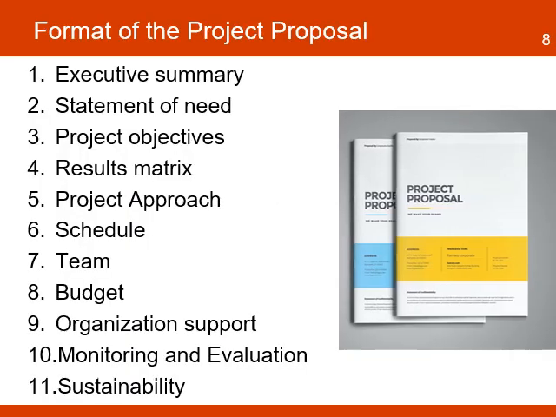The content of a project proposal will have these sections most of the time: an executive summary, the statement of need, the project objectives, a results matrix, the project approach, a schedule, a team, the budget, the organization support, monitoring and evaluation, and sustainability. Depending on the nature of the proposal, the format might require additional information such as the inclusion of cross-cutting themes such as gender.